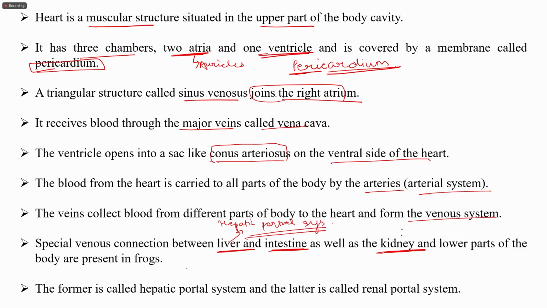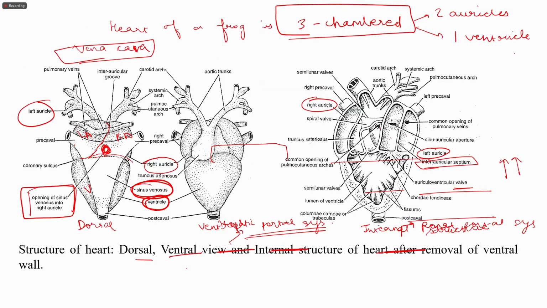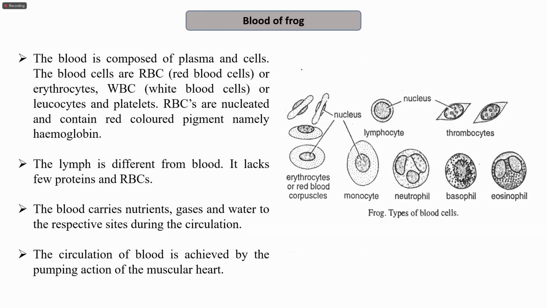Special circulatory system for this, and for the kidney, we have the renal portal system. Fine, so this is the basics of the blood vascular system. Now, the blood of the frog is composed of plasma and cells. So the composition of blood is plasma, which is mostly the liquid, and cells.